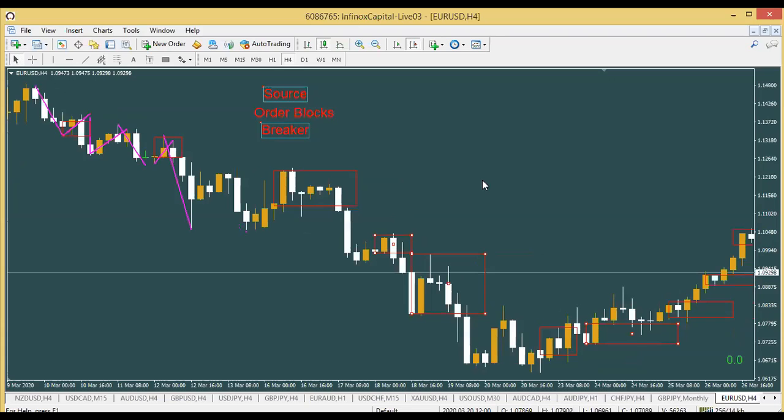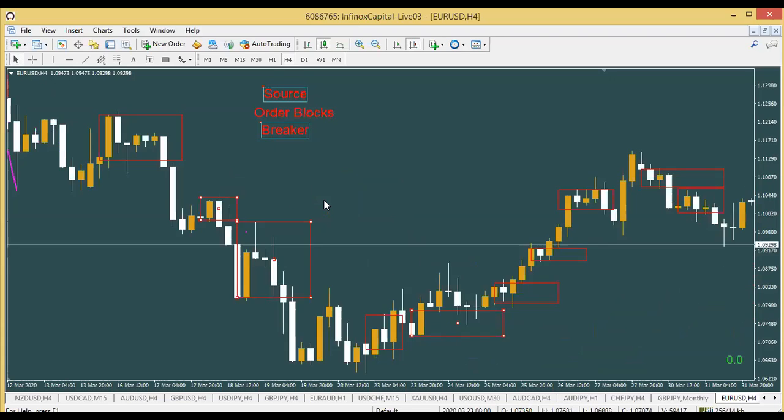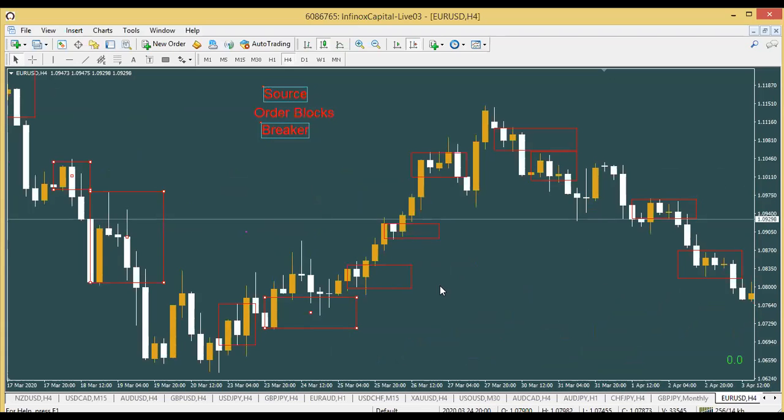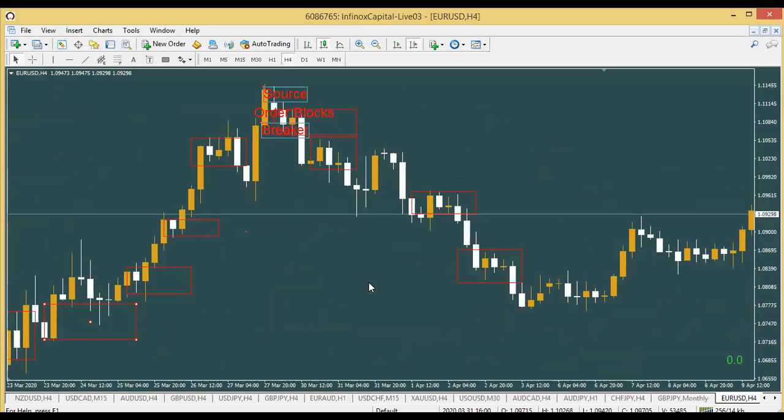I want to believe that we got the gist now. So let's go to the next, which is the breaker and the source.